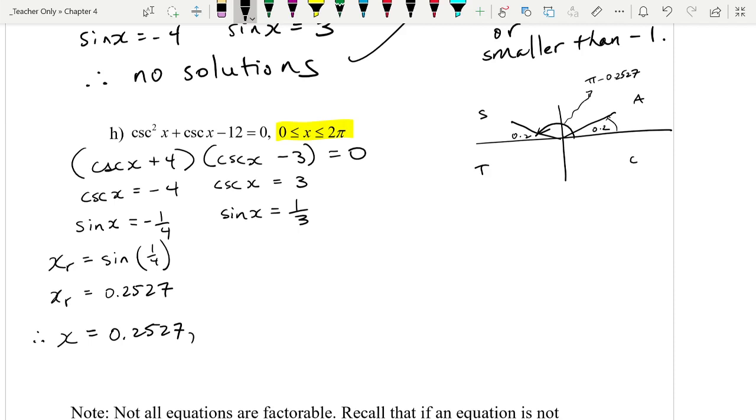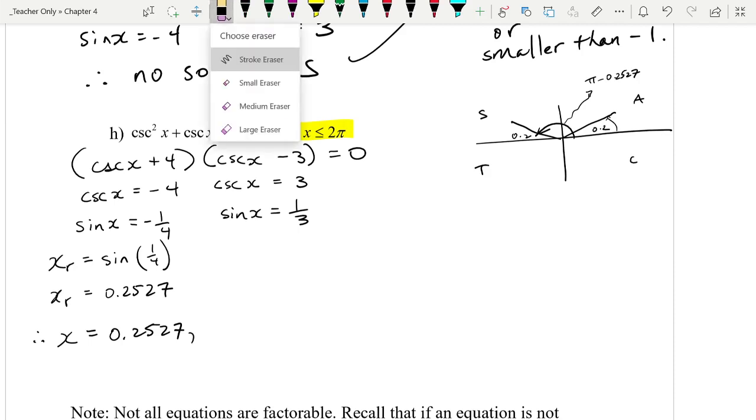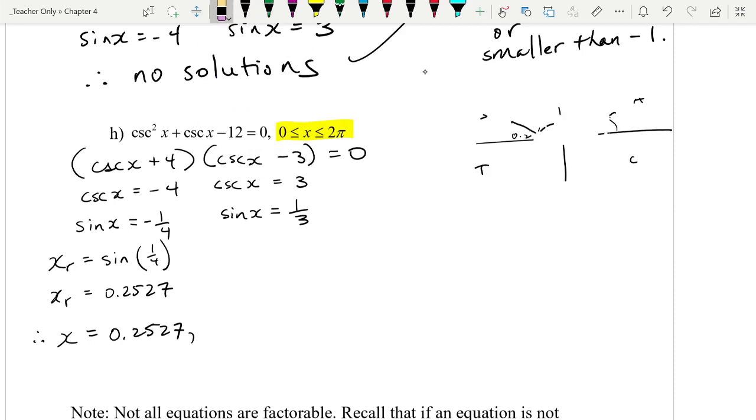Isn't sine negative? No, sine... Oh, crap! I made the same mistake again. Thank you for saying that. Okay, let me get out of here. Sorry, give me a mulligan on that, would you guys? It's the one on the right where sine's positive. Sine is negative here, so let's start that over.